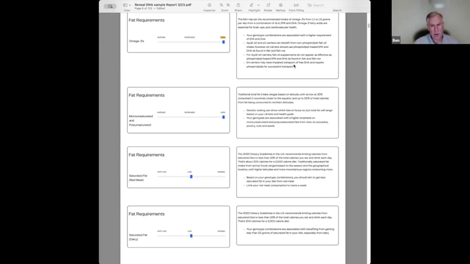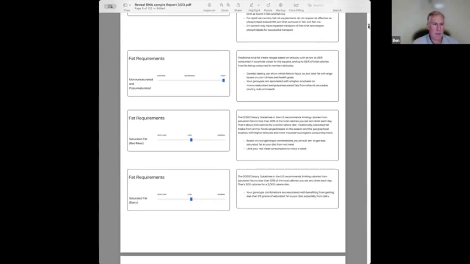E4 carriers may have impaired transport of the free DHA and require phospholipids for successful transport. So sometimes supplements don't have those phosphorus-based lipids, and getting it from the food is best, or a supplement that's phosphorylated.